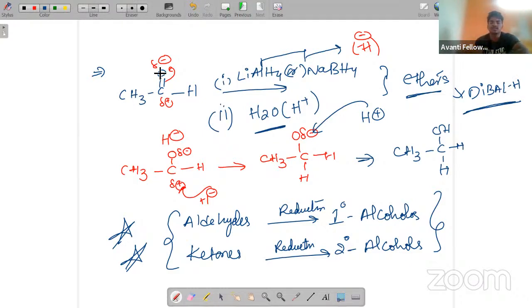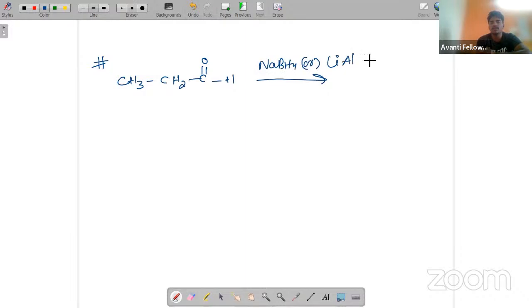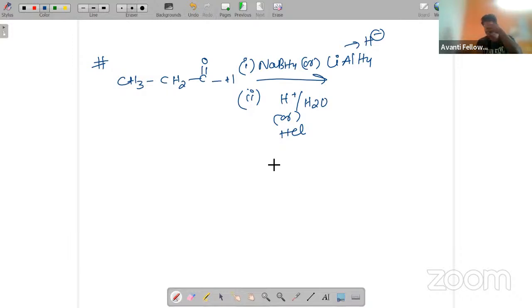Okay, so this is what you need to remember. Next, let me give some examples. CH3, CH2, C double bond O, H, with any reducing agent like NaBH4 or LiAlH4. This is the first reagent, where you will get H minus, and the second reagent is H plus in the presence of H2O, or we can also take any acid like HCl.